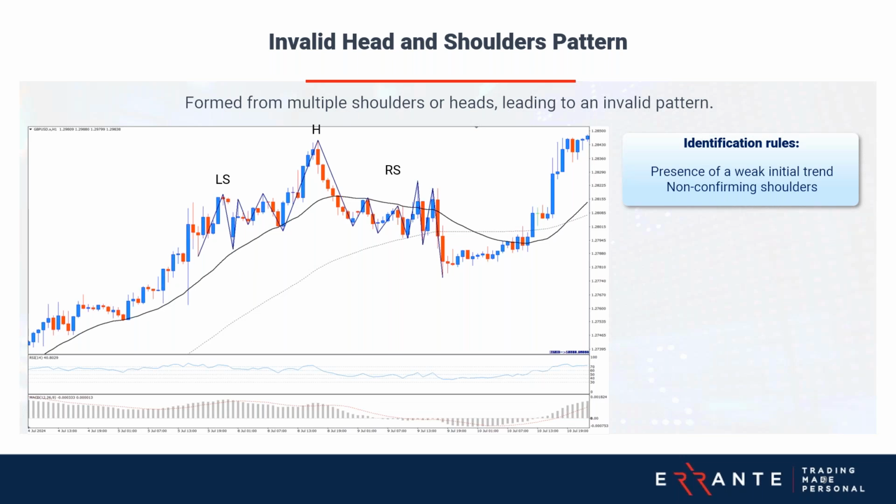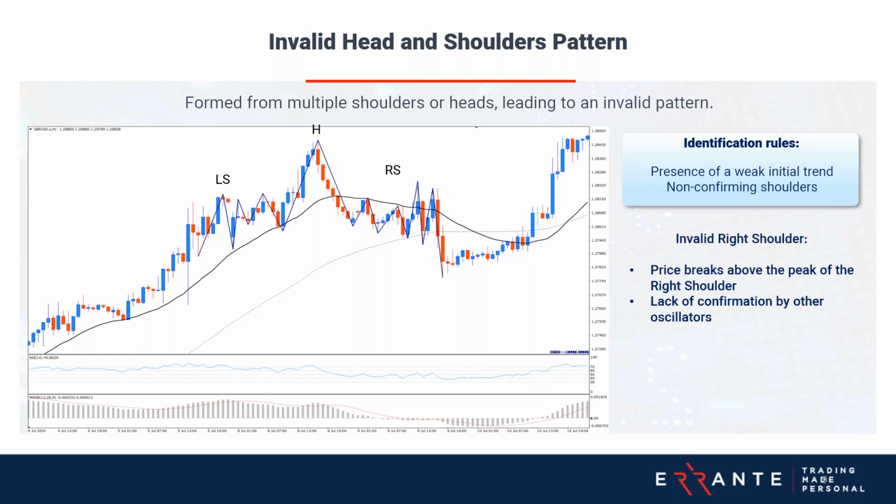And of course, one of the most important things to consider is what can give us proof of the invalidity of the pattern. A significant indicator of an invalid pattern is when the price action breaks above the peak of the right shoulder after the initial neckline breach. This behavior is a strong sign that the reversal pattern has failed and the trend may continue upward, leading to a false signal for a short trade.